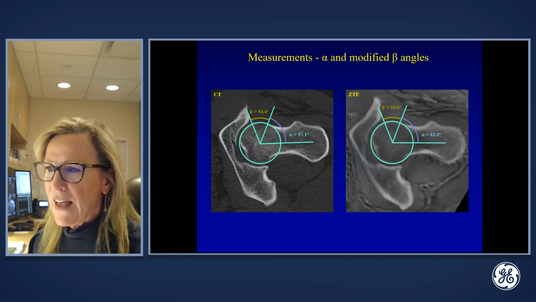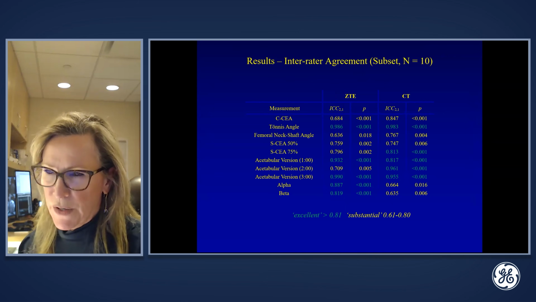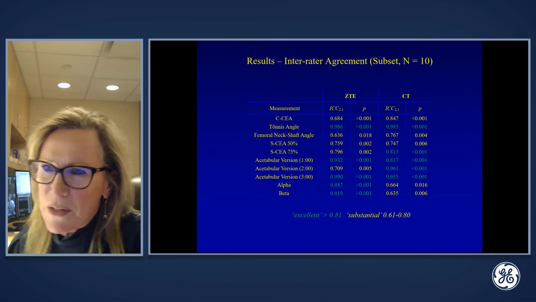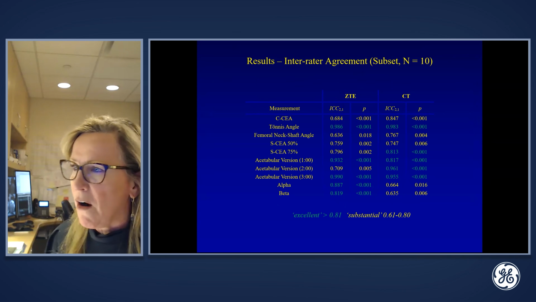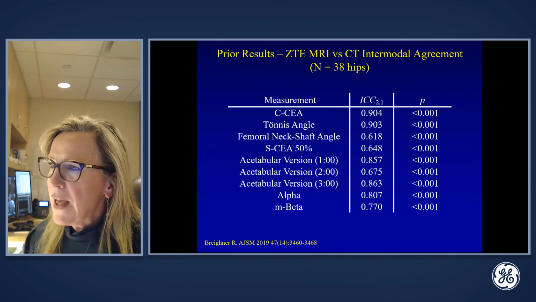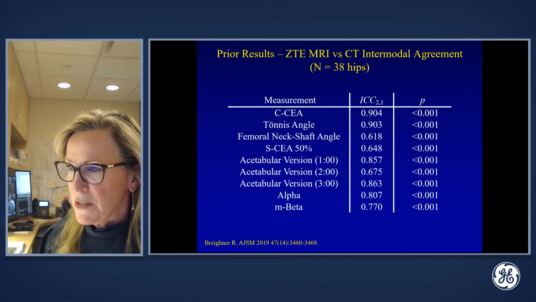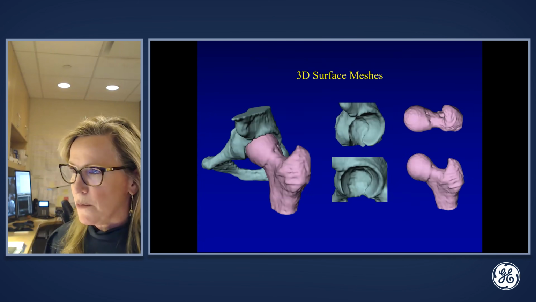We're getting alpha and beta measurements in these patients, and this is showing you inter-reader agreement. So again, for validation, we want to show that not only do we agree with CT, but in fact, the measurements we glean off the MR data are reproducible, showing intermodal agreement, again with good reproducibility across all these different and clinically relevant angular measurements.